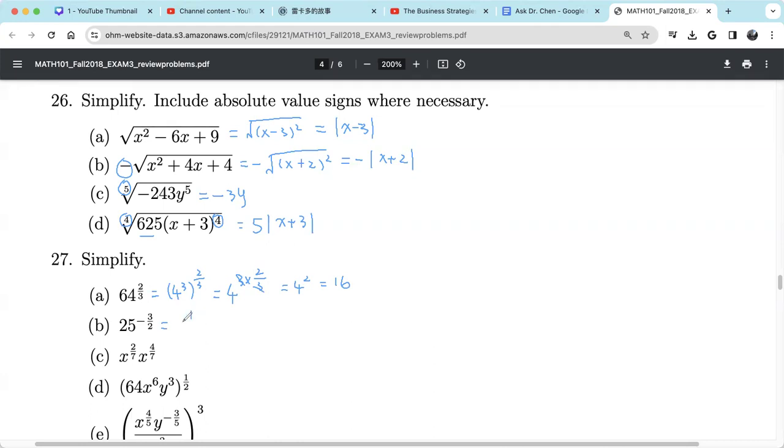This one we get a 1 over, the power is 3, the numerator is the power, so 25 raised to the 3rd. Then the denominator 2 is the square root. Right? So we get 1 over, the square root of 25 is just 5, 5 cubed. So 1 over 125.